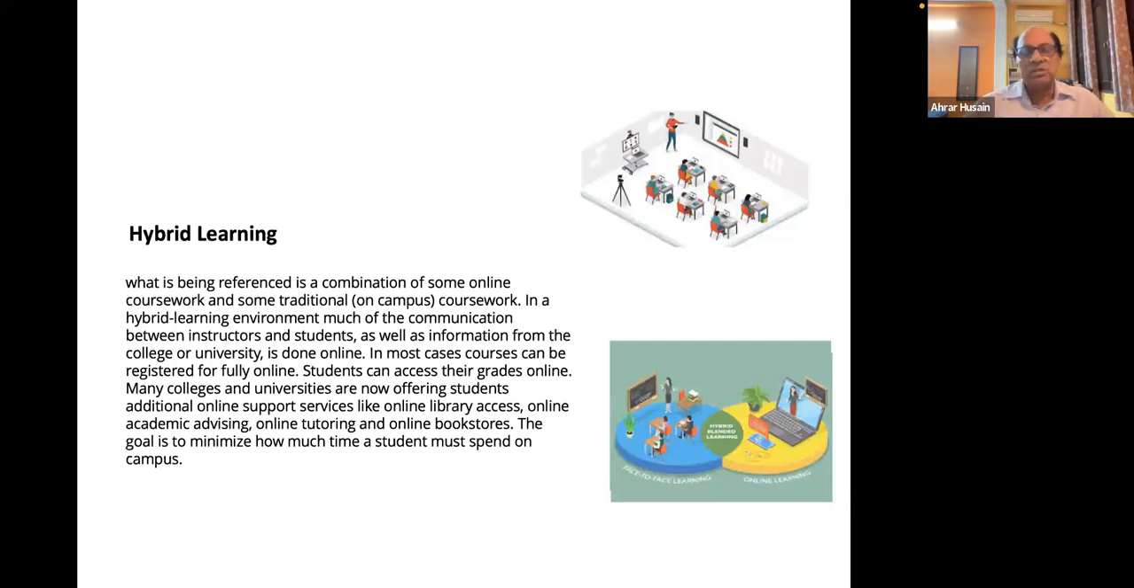This is the most important and बहुत इंटरेस्टिंग वो है जो हाइब्रिड लर्निंग है. This is being referred to as a combination of some online course work and some traditional on-campus course work. In a hybrid learning environment, much of the communication between instructor and student, as well as information from the college or the university, is done online.